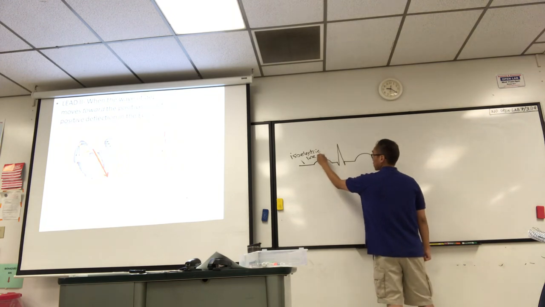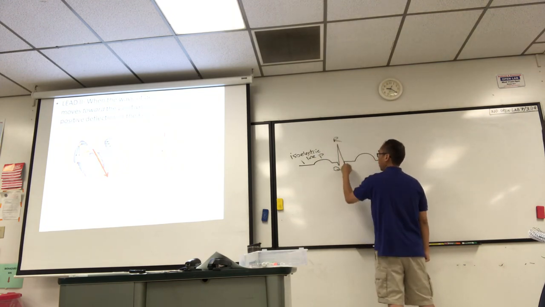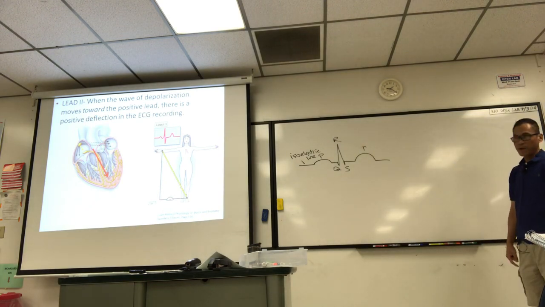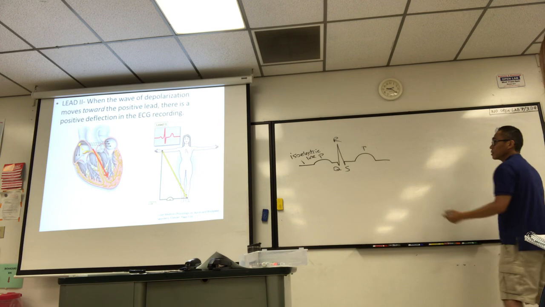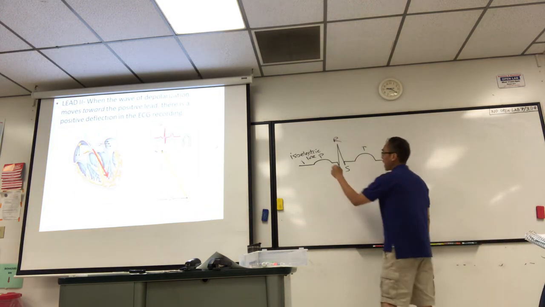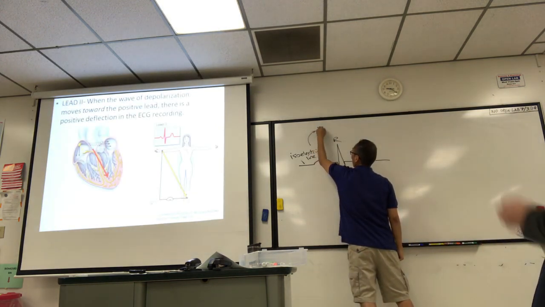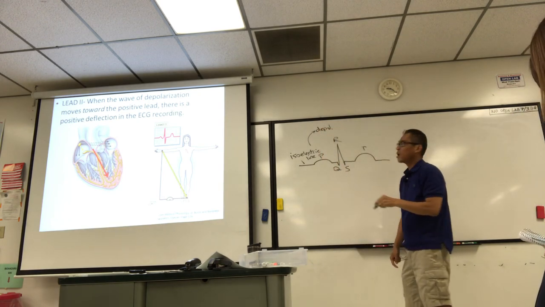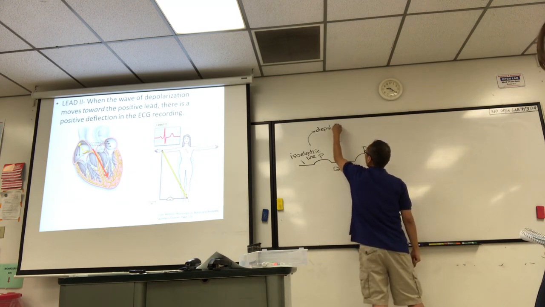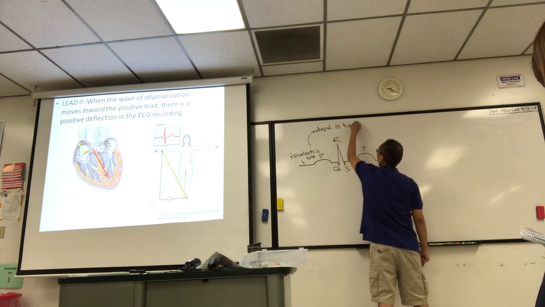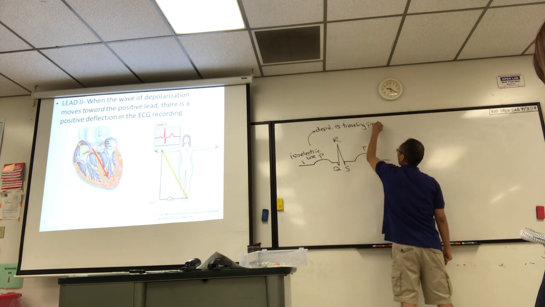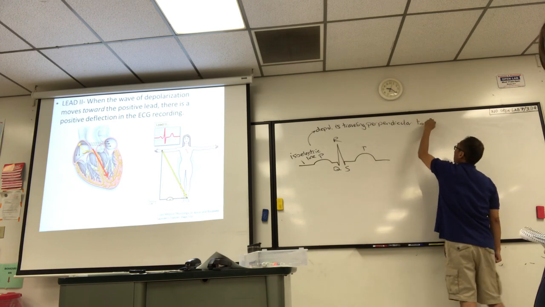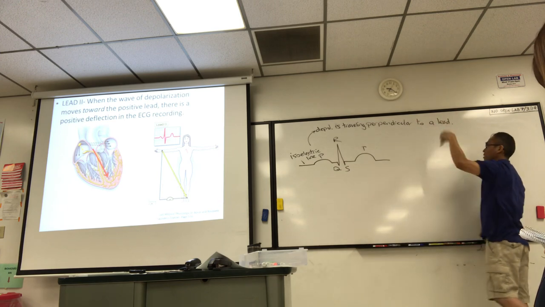So typically it looks like this. They put these letters, P, Q, R, S, T. That's a typical ECG trace. Okay. So, isoelectric line doesn't mean there's nothing happening. It just means the depolarization is traveling perpendicular to your lead. Whatever lead, in this case lead two.